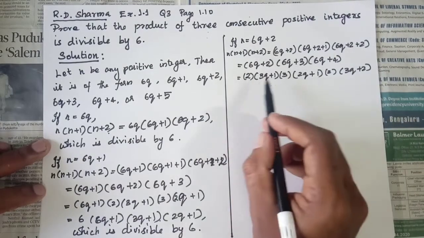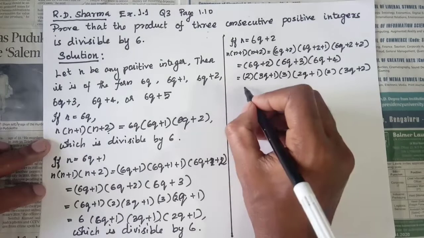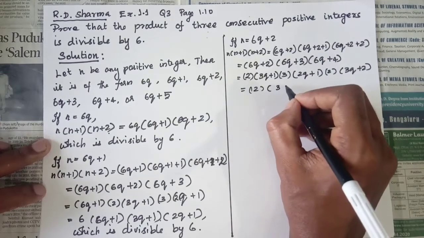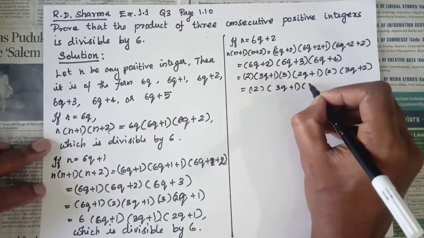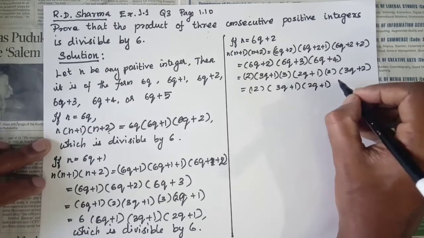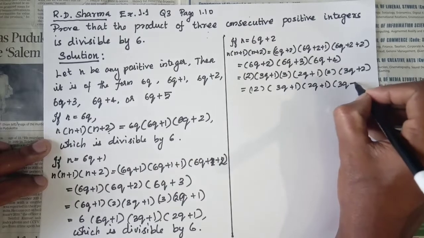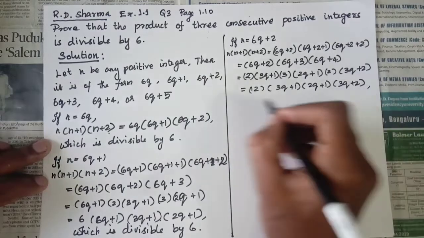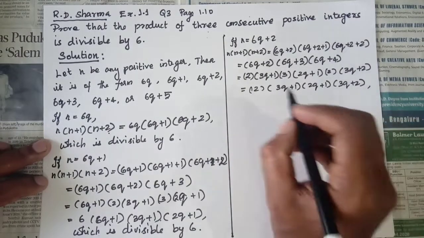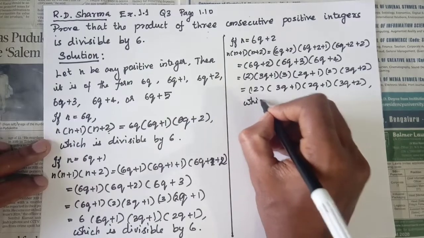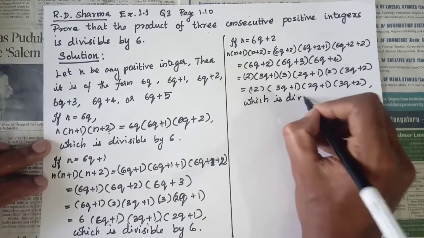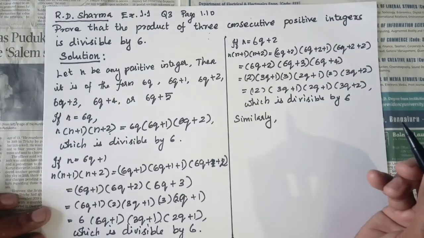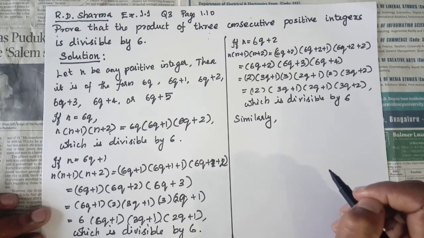So these numbers outside, let us multiply. 2 into 3 is 6, 6 into 2 is 12. So 12 into 3q plus 1 into 2q plus 1 into 3q plus 2. If you see, 12 is a multiple of 6, which means this entire expression is divisible by 6.